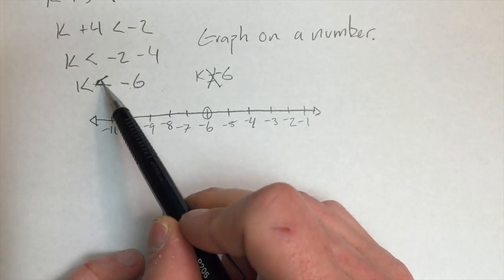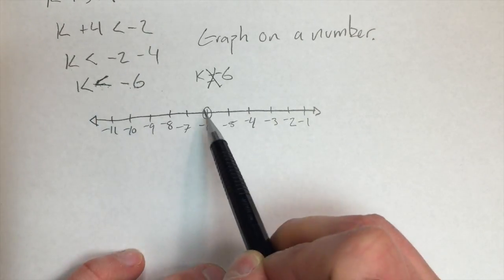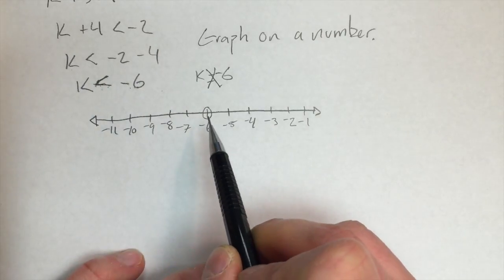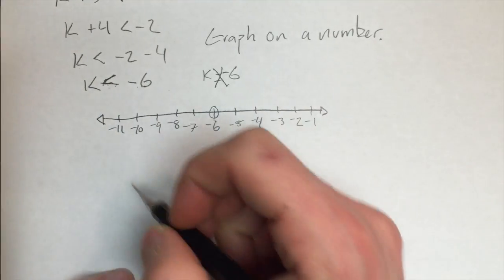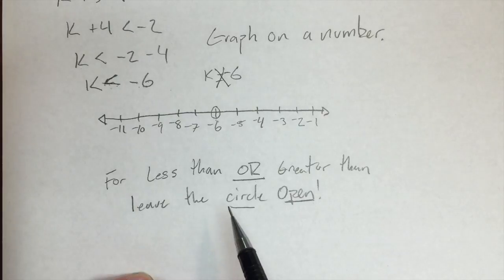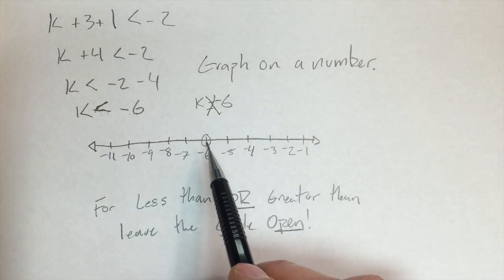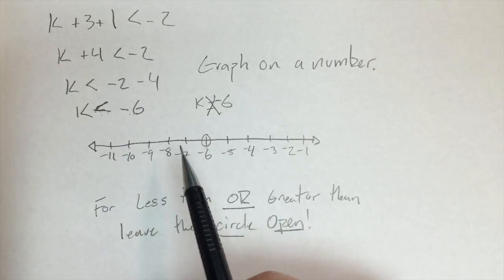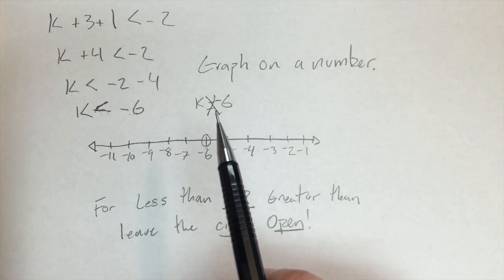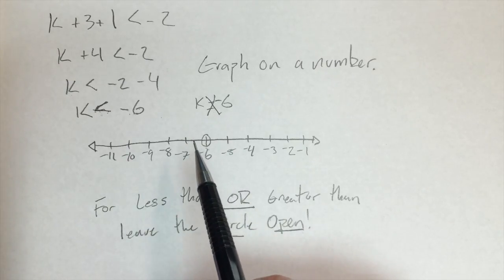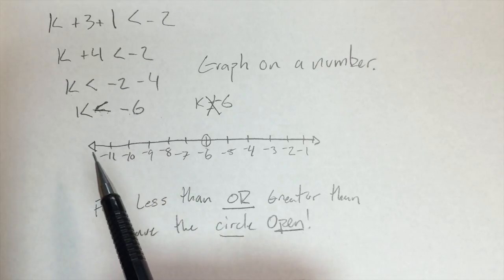So for less than or greater than, we're going to leave the circle open. All right, so the circle is open. It's not filled in, all right, because k cannot equal negative 6. But k can equal all the numbers less than negative 6.